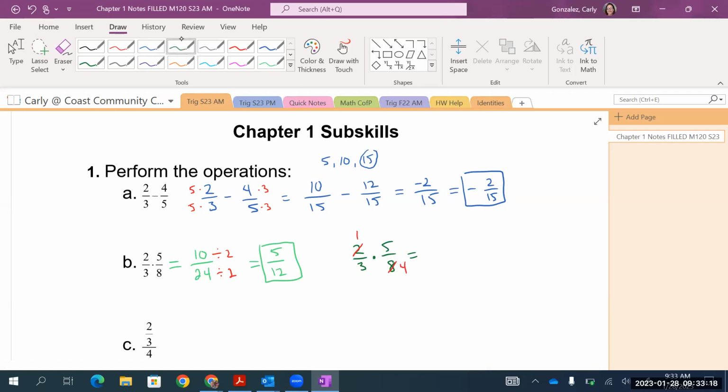Now we continue and multiply straight across, just like we did before. 1 times 5 is 5, and 3 times 4 is 12. Notice we get the same answer either way. Now, these numbers are relatively small, so in this case, either way is totally a viable option. However, when we're dealing with numbers or expressions that are more complicated, this strategy of reducing first is key because we're making things smaller before we make them big.